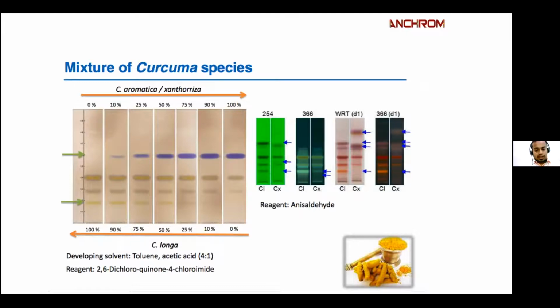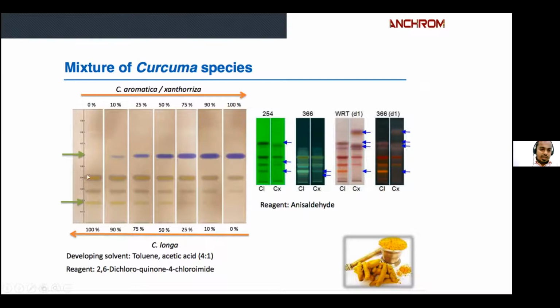So how I will explain. Here you can see in the first track when it is 100% curcuma longa, there is no violet color band present. But when you add 10% of curcuma aromatica, the presence of this violet color band will show here. As you add more and more curcuma aromatica, the on-plate concentration intensity will increase, and you can go for the quantification of these also.